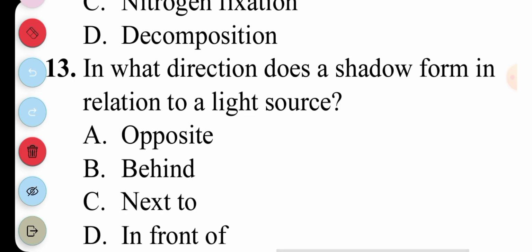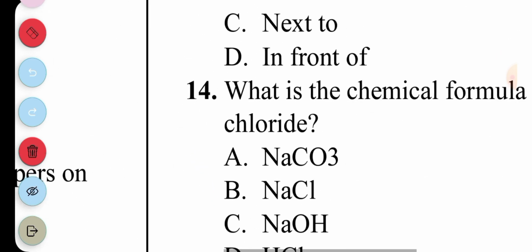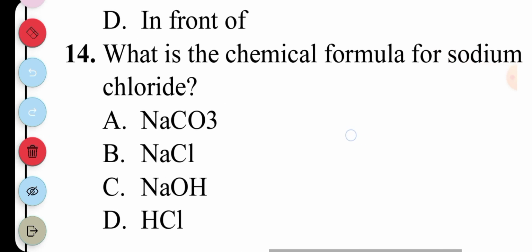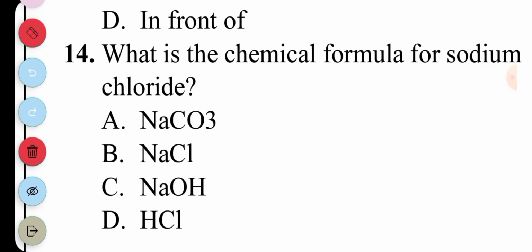13. In what direction does a shadow form in relation to a light source? A, opposite. B, behind. C, next to. D, in front of. The answer to question 13 is A, opposite. Question 14: what is the chemical formula for sodium chloride? Looking through the options, the answer is B, NaCl.